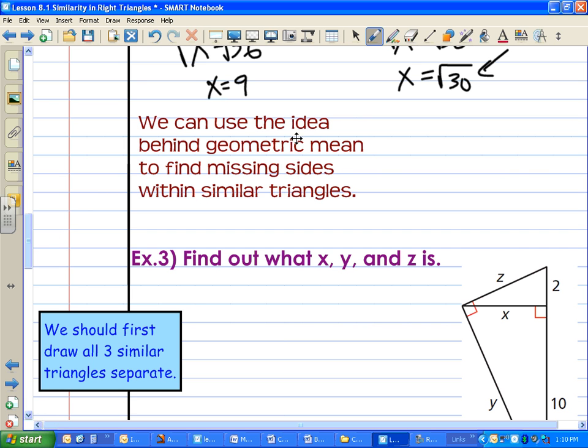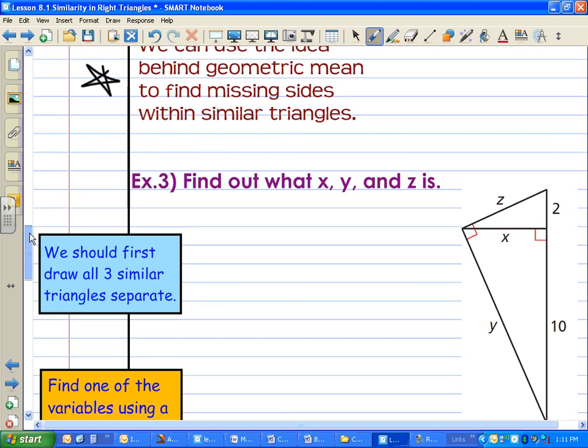Okay, we can use the idea behind geometric mean to find missing sides within similar triangles. So go ahead and write this down. I'm going to show you when you're going to use this geometric mean. This whole idea of, oh, I got to multiply this number times this number and then do the square root of it and get the answer. Now you're going to use that when we do this triangle over here. So write this down, pause the video if you need to. Let's go to example 3. Pause example 3, write down the problem, and then watch how it's done, okay?